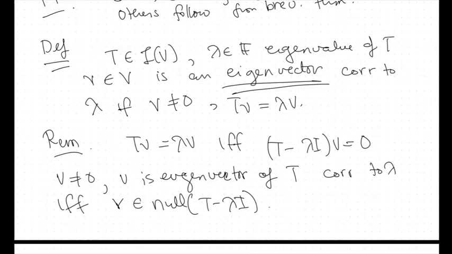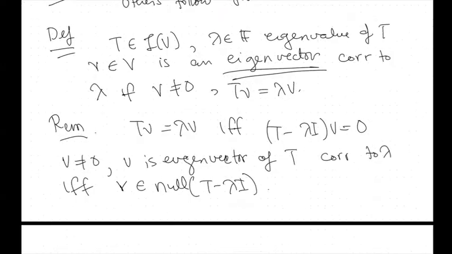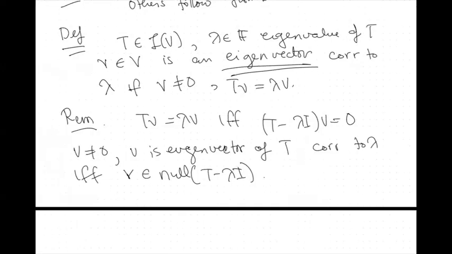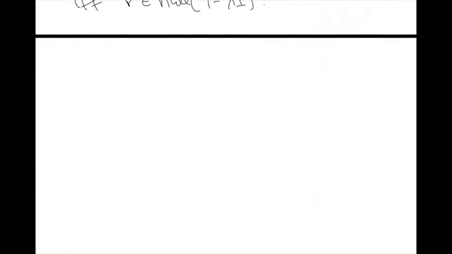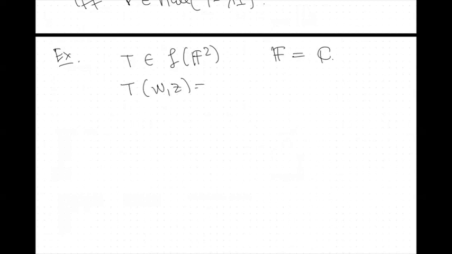I think the statements that we have mentioned are abstract. Let me consider an example to illustrate what's going on. Let us consider an operator on F^2, where F here is the complex numbers, and T is defined as T(w, z) = (-z, w).